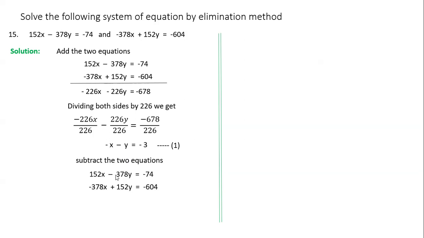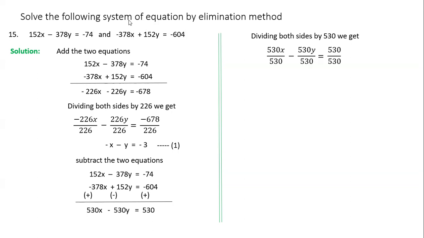Take the first equation, take the second equation. Subtracting it, so the sign changes. The sign changes, and this sign changes. Add the two. 530x minus 530y is equal to 530. Dividing both sides by 530, you get 530x upon 530 minus 530y upon 530 is equal to 530 upon 530. So x minus y is equal to 1.